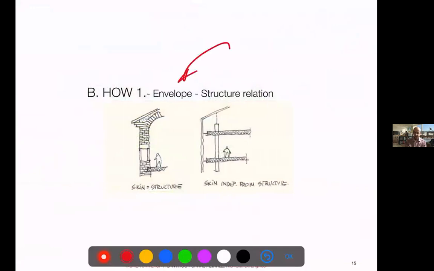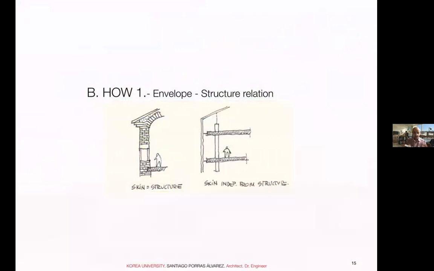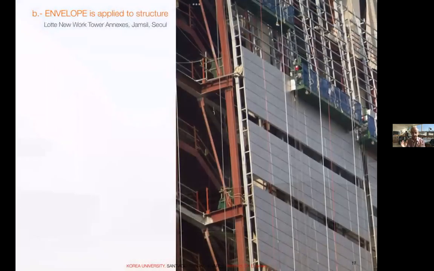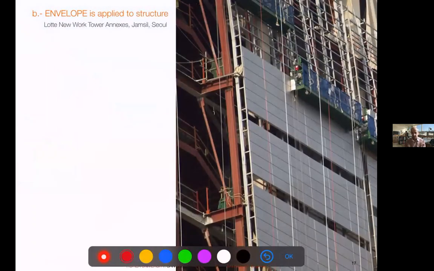Then how structure and envelope relate. There are two choices: envelope and structure are coincidental, which is very common even in modern architecture, or they can be separated, as is the case of the modern curtain wall. And we have plenty of in-between cases.